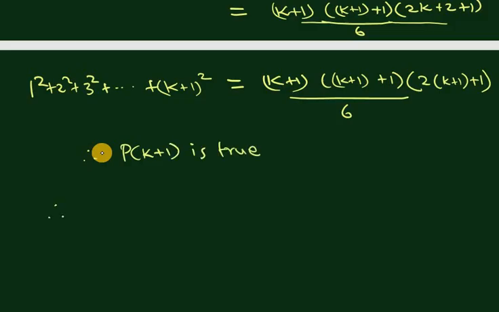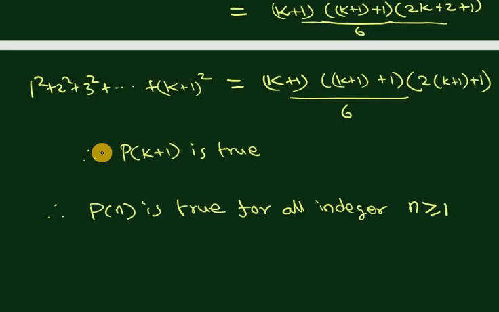Therefore, we can conclude our statement P of n is true for all integers n greater than or equal to 1. This is by the mathematical induction.